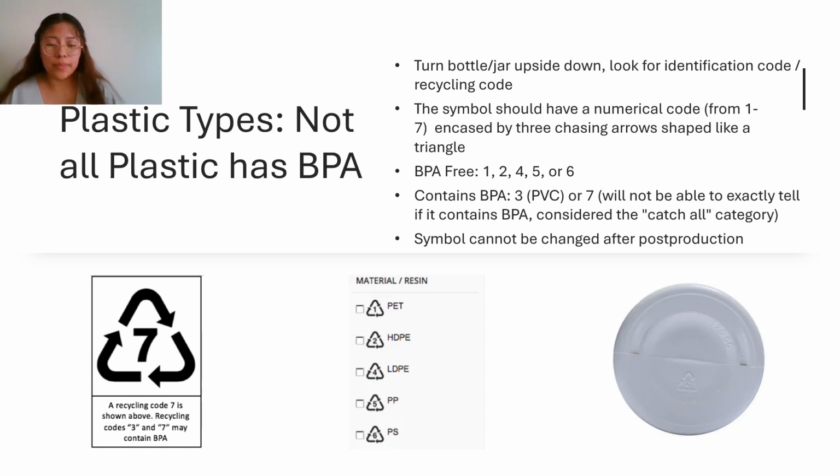The ones that are BPA free are 1, 2, 4, 5, or 6. If you have one that has a 3 or 7, these contain BPA. Well, 3 has PVC, and 7, you can't tell exactly what it has because it's everything put together. It's considered the catch-all category. And after these are made, the symbol can't be changed, like after post-production.